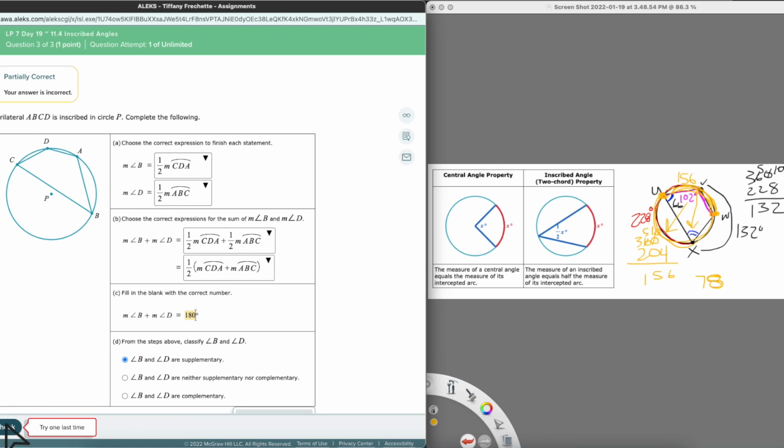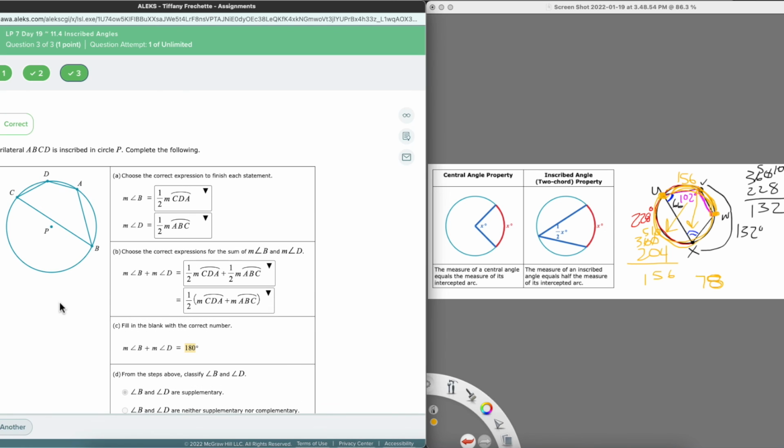Because I accidentally typed 360, even though I just went through my whole spiel of they're supplementary because they add up to 180 degrees. So there we go. Oops, typing in the wrong thing, just not thinking it through when I typed in the 360. Does everybody make mistakes? Of course we do. We just have to go back and rethink what happened. Where did I go wrong? So that was section 4, and I will see you in section 5.